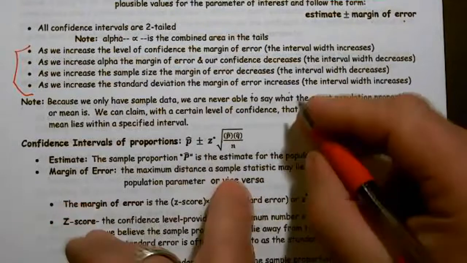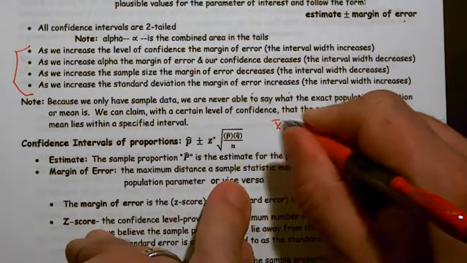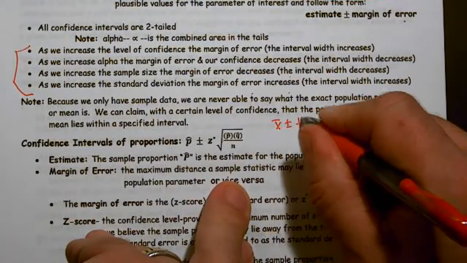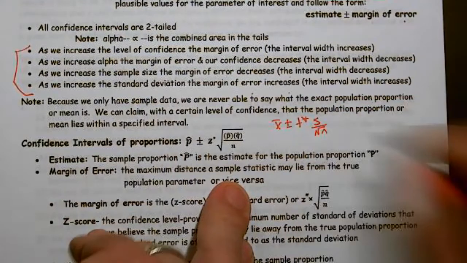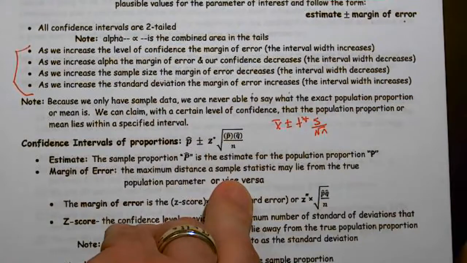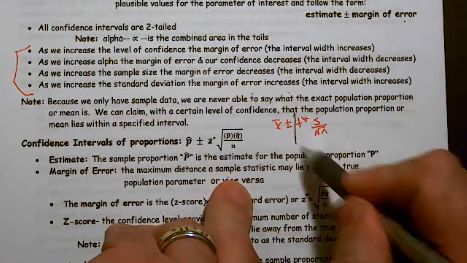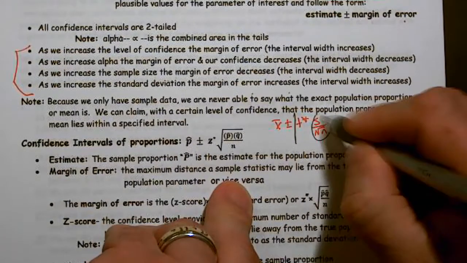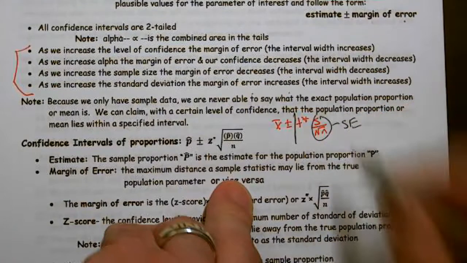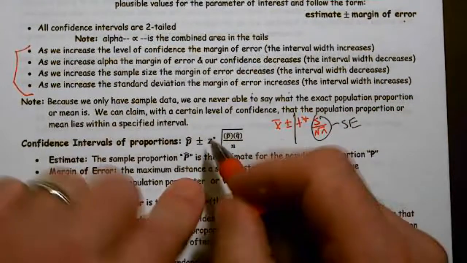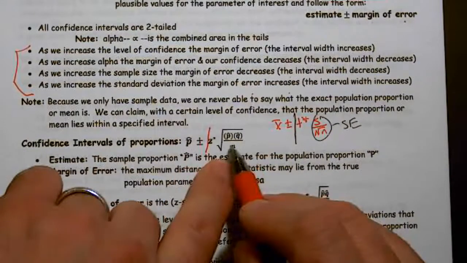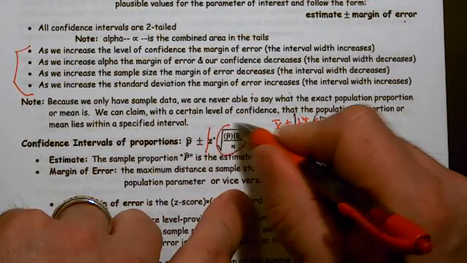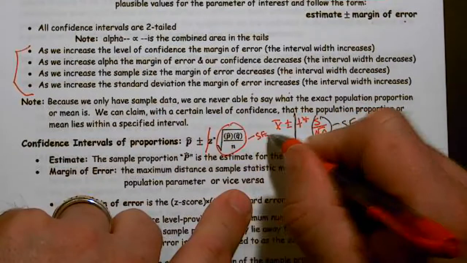So when we were working with means, we had X bar plus or minus T star S divided by the square root of N, and everything after the plus or minus was a margin of error, and this part was the standard error. Well, similarly, everything after the plus or minus is the margin of error, and this part that I just circled is the standard error.